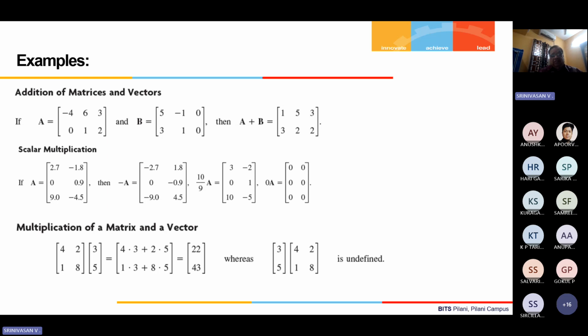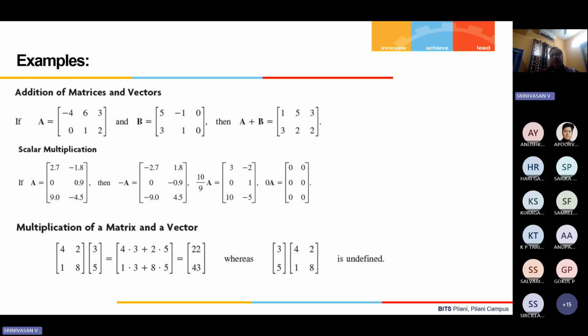Next, if A equals this, we want to find CA. What is C here? The constant 10 by 9. Isn't it? So every entry is multiplied by 10 and divided by 9. That is 2.7 into 10, 27, divided by 9, 3. 1.8 into 10, 18 divided by 9, minus 2. Of course, minus is there. Every entry of matrix A gets multiplied by 10 and divided by 9.